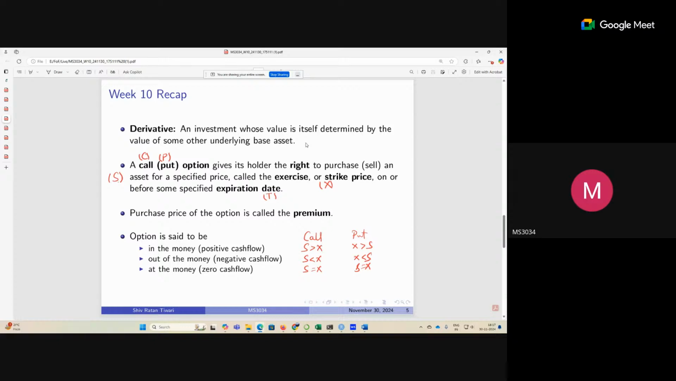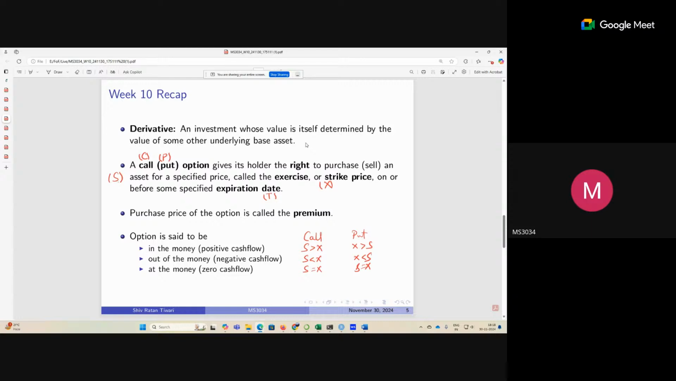For example, if you have a call option on HDFC Bank share which is going to expire in the next 3 months, and the exercise price is, let's suppose, 500 rupees, the holder of this option has the right to purchase the HDFC share at 500 rupees on or before this expiration date, within 3 months.